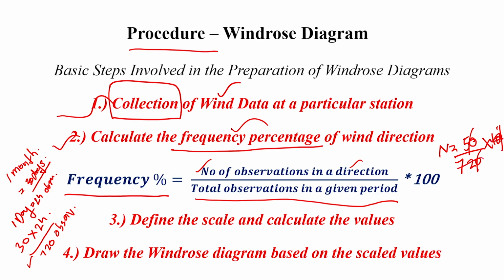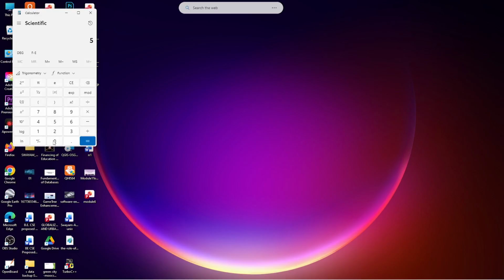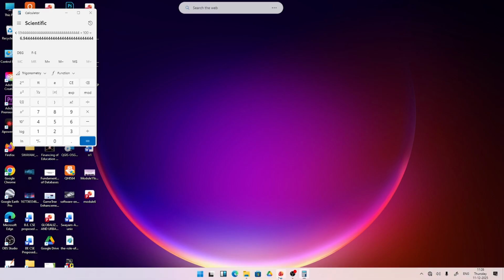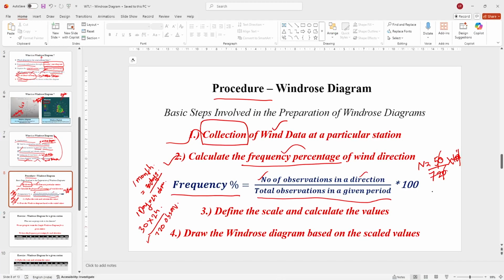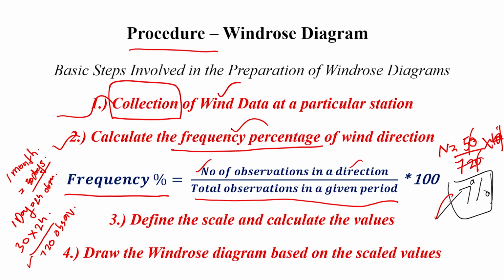When you do this, I will quickly go to the calculator. 50 divided by 720 observations into 100. So, 6.9 percentage of your data. So, it is 6.9 or 7 percentage you can consider. So, 7 percentage of your wind has come from the northern direction.